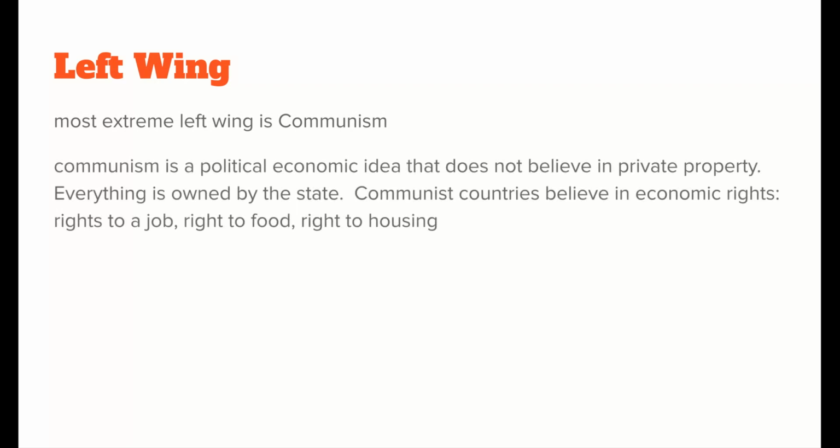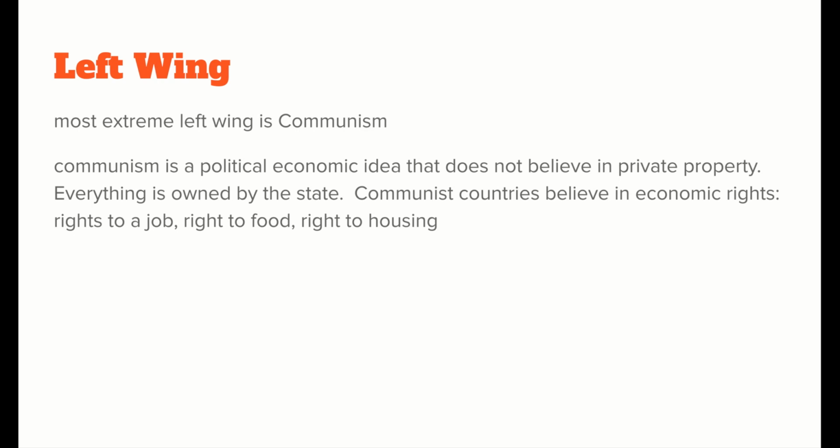The most extreme left is communism. Communism is a system that does not believe in private property. Everything is owned by the state, the state meaning the country. Communist countries believe in economic rights, so right to a job, right to food, and right to housing. Right to free education is another example.